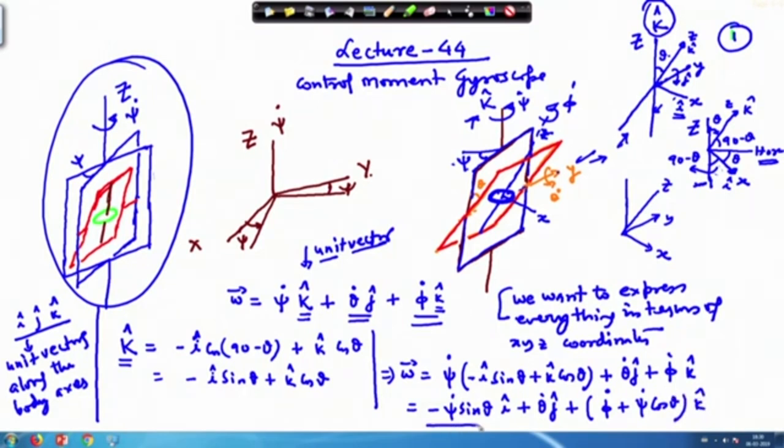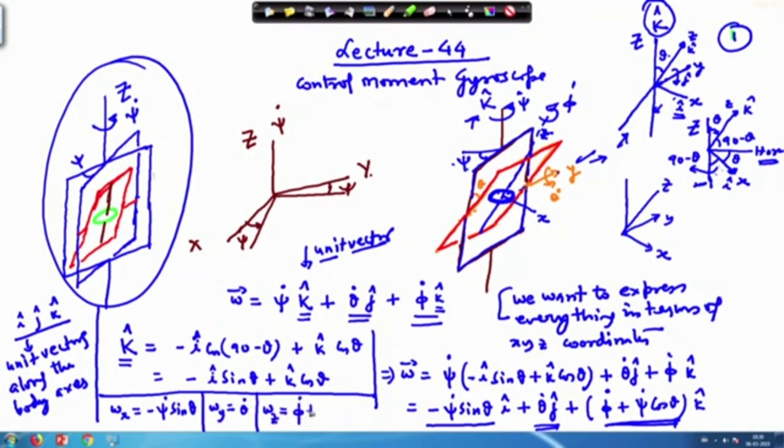So, these are the components of angular velocity along the body axis. You can see that if I write here in this place itself, your omega x is equal to minus psi dot sin theta, similarly omega y becomes equal to theta dot, and omega z is equal to phi dot plus psi dot cos theta. So, these are the components of the angular velocity along the body axis.